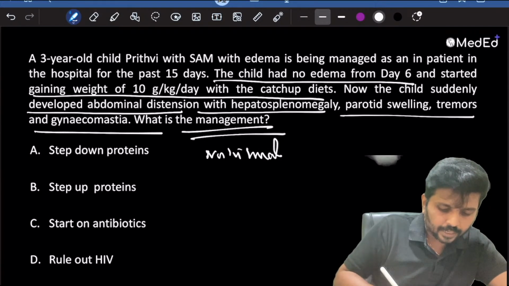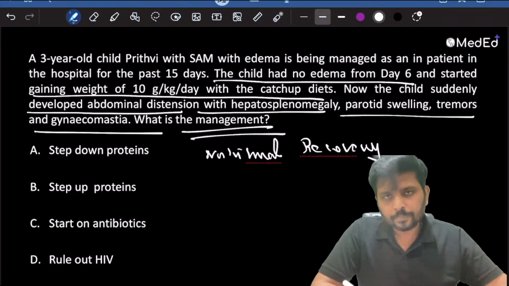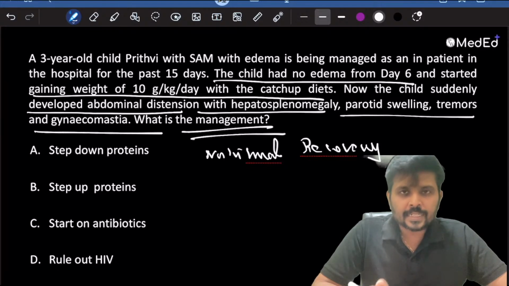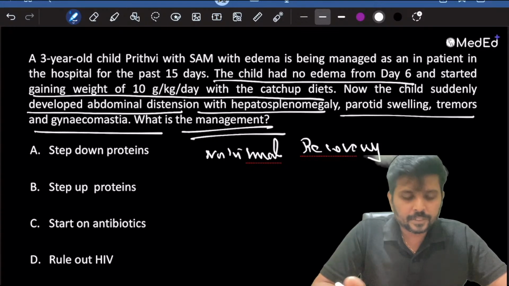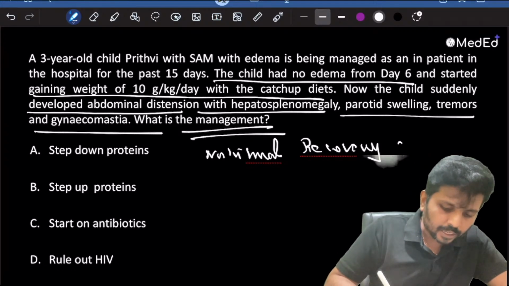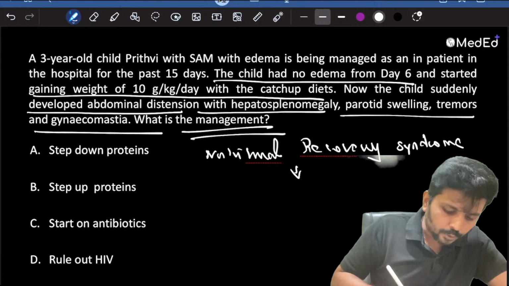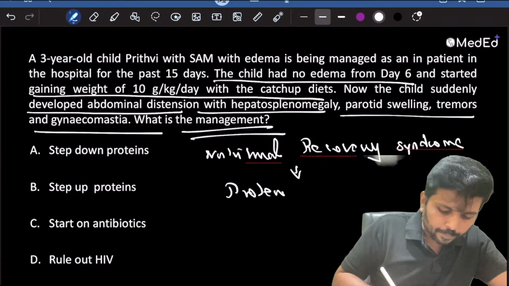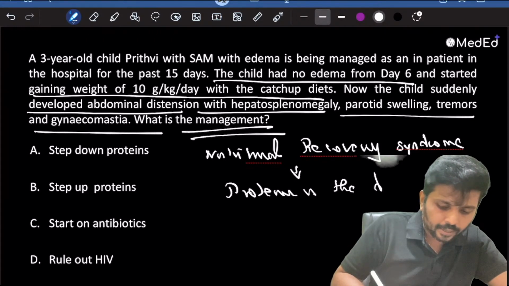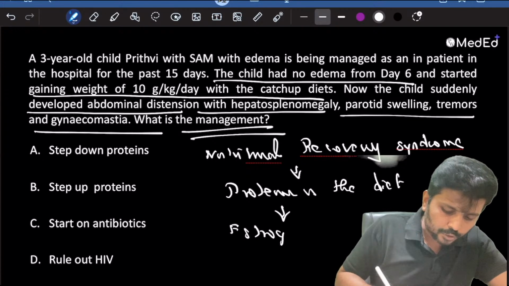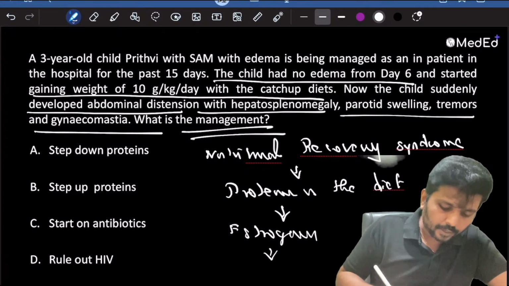Whenever a child who is on the initial stabilization phase suddenly develops hepatosplenomegaly, parotid swelling, tremors, gynecomastia, it is nutritional recovery syndrome. Why is it so? Because it is mainly due to the presence of high quality protein in the diet, which in turn leads to the production of estrogen, which is responsible for the manifestations.